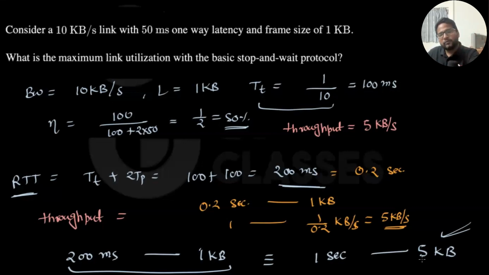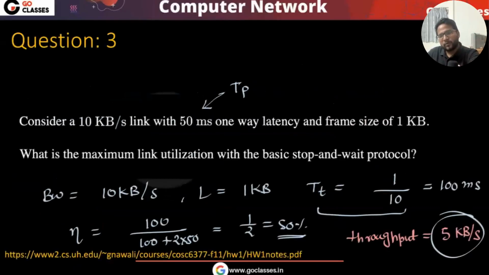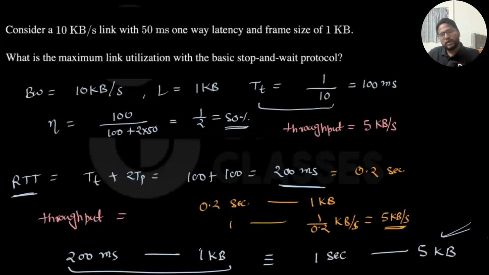So either you find the throughput like this, which is also 5 kbps, by multiplying the efficiency, or you can directly say: in RTT, what is the length? I mean, how much are you sending? Then find out what you will send in 1 second. That's the throughput. If in 200 milliseconds you are sending 1 KB, then in 1 second you will be sending 5 KB. That's the throughput.